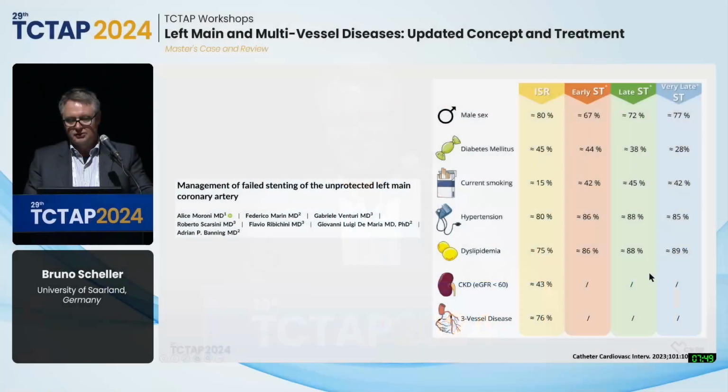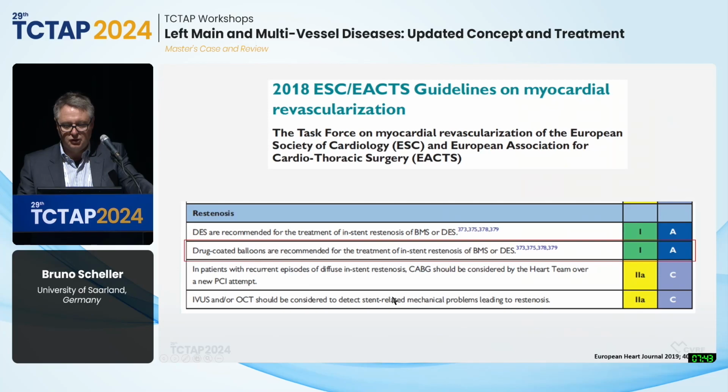There are several risk factors known for the development of left main in-stent restenosis, and these are the usual risk factors we know also for other reasons why we have issues. The current 2018 new ESC guidelines recommend for the treatment of in-stent restenosis the implantation of a second stent or the use of a drug-coated balloon with the same level of evidence.